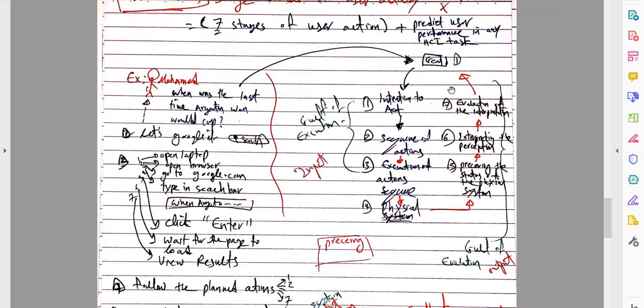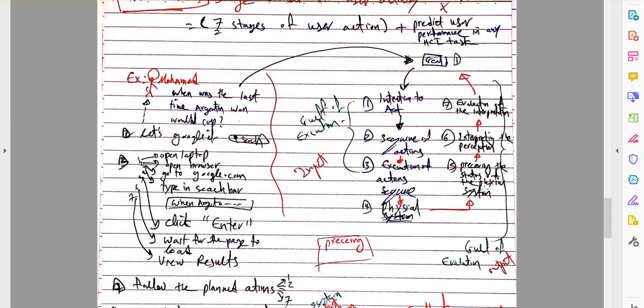So let's say the goal is stage number one. Stage number two is intention to act. Stage number three is sequence of actions. Number three, execution of action sequence. So referring to the previous one. Then we have the physical. So there's a computer element, or the HCI, or the interface, might be my mobile phone or might be my laptop.